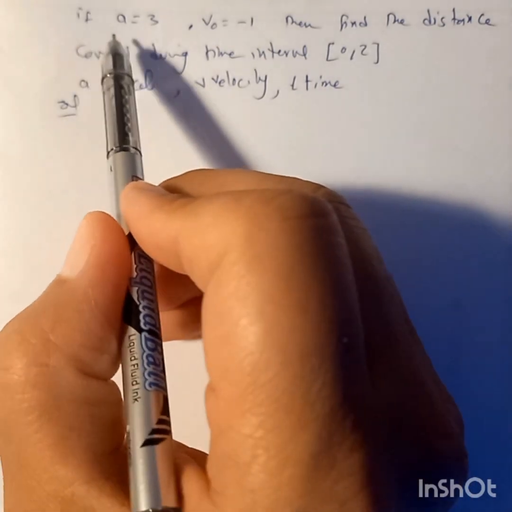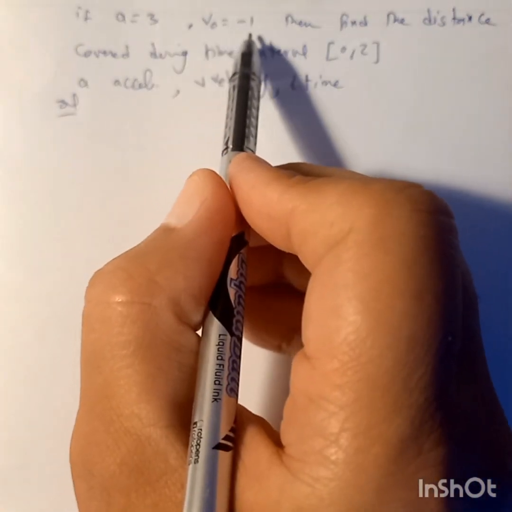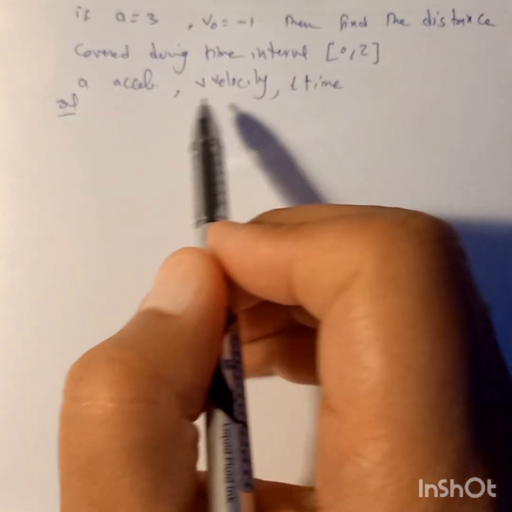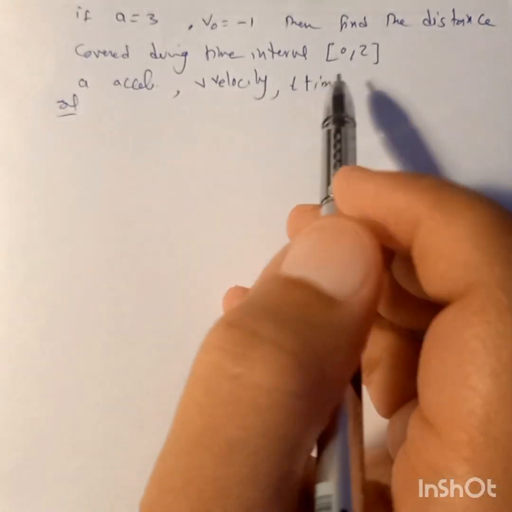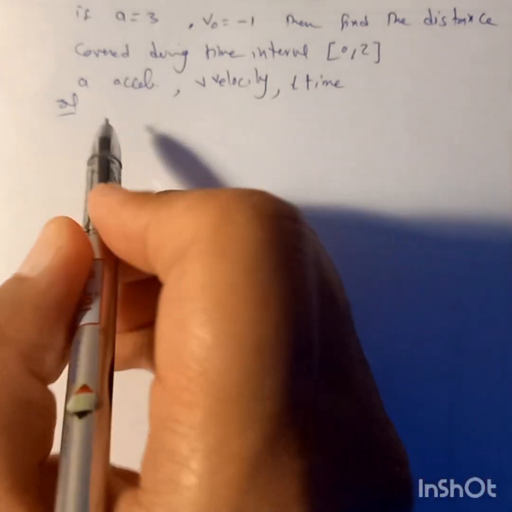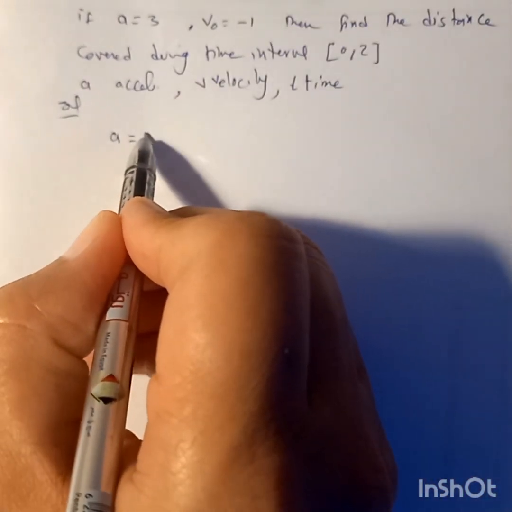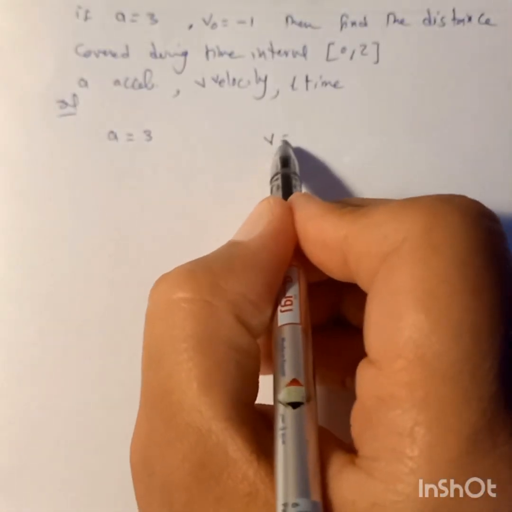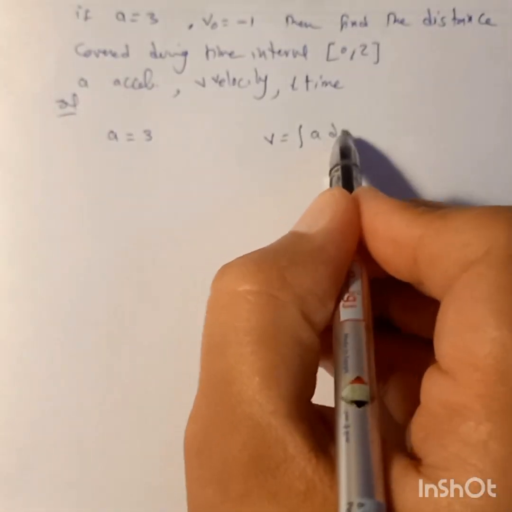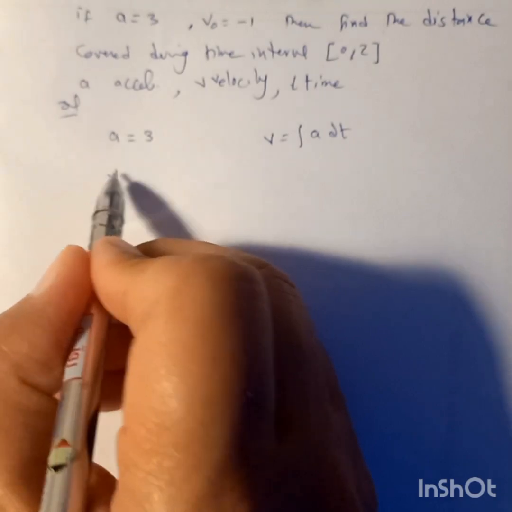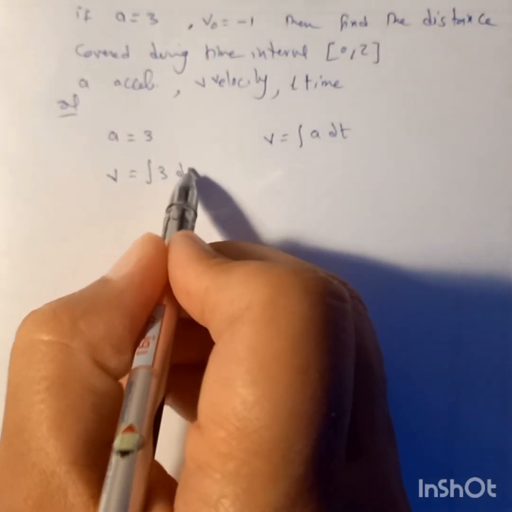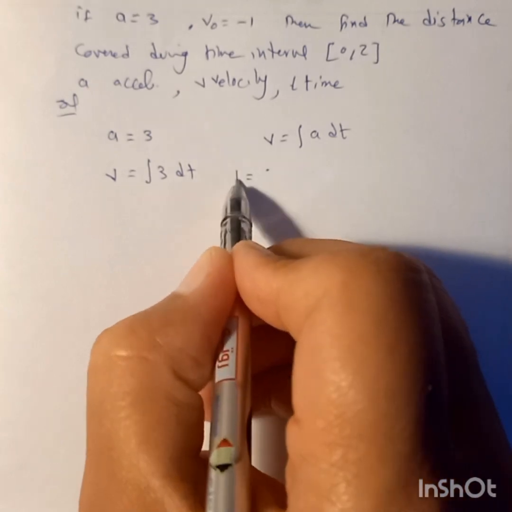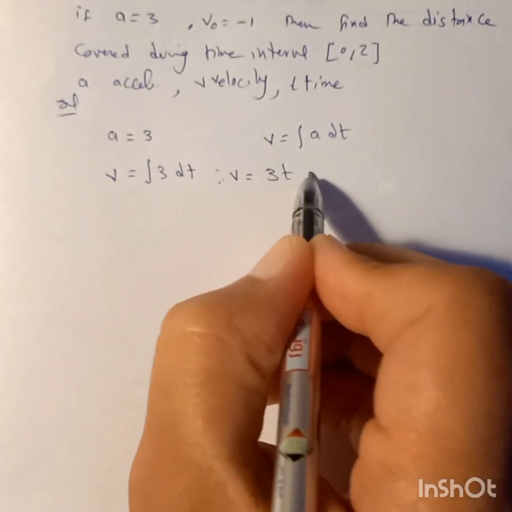We have an example. If a equals 3 and v naught equals negative 1, then find the distance covered during the time interval 0 to 2. A is acceleration, v is velocity, t is time. Then a is a fixed value, a constant, a equals 3, and v equals the integral of a dt. Then v equals the integral of 3 dt, which equals 3t plus a constant.